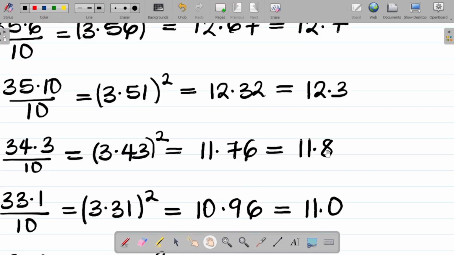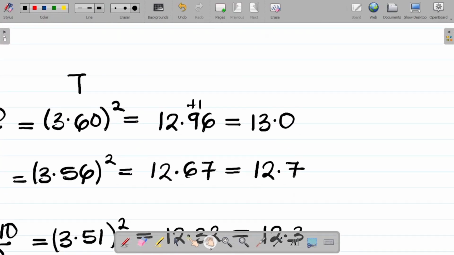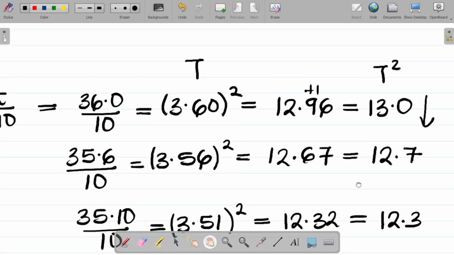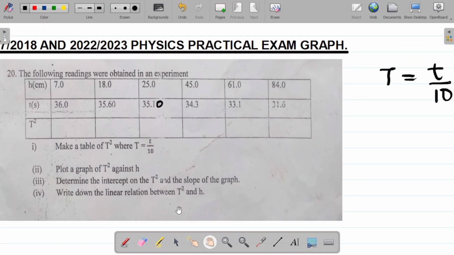So I'll just take these values for t squared. These are the t squared values right down here. I'll just take these values and input them in my table. So you go back to your table and input your values.